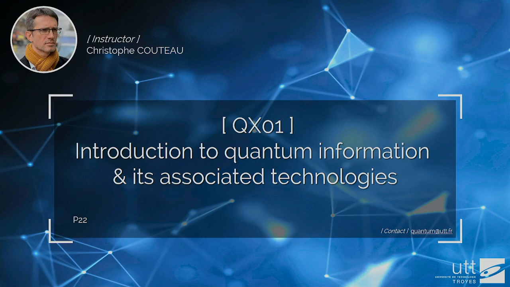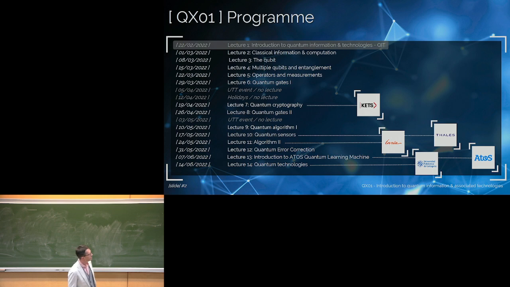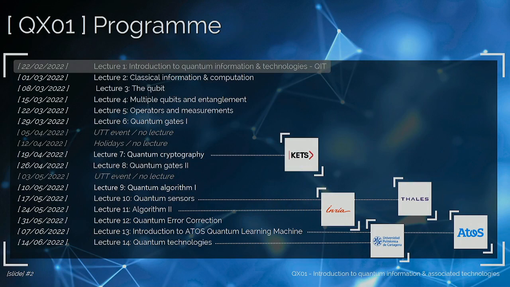Bonjour. So welcome back to QX01, Introduction to Quantum Information and its Associated Technologies. So let's have a look at what we've done so far. Last week we covered lecture 1, which was the introduction to the subject. And then we started lecture 2 on classical information and computation. And the idea is to see where we start from in order to see where we want to go.